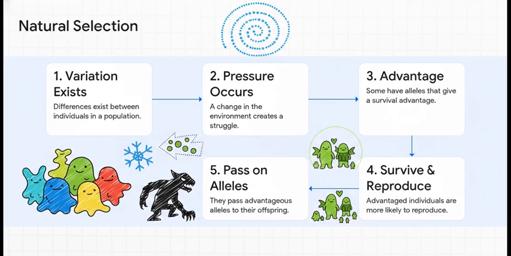We can break it down into 5 basic steps. 1, we know there's variation in any population. 2, an environmental pressure hits. Maybe it gets colder or a new predator shows up. 3, because of that variation, some individuals just happen to have alleles that give them a slight advantage in this new situation. 4, because they're better suited, they're more likely to survive long enough to have kids. And 5, the crucial bit, they pass those winning alleles on to their offspring. Then the cycle starts all over again.